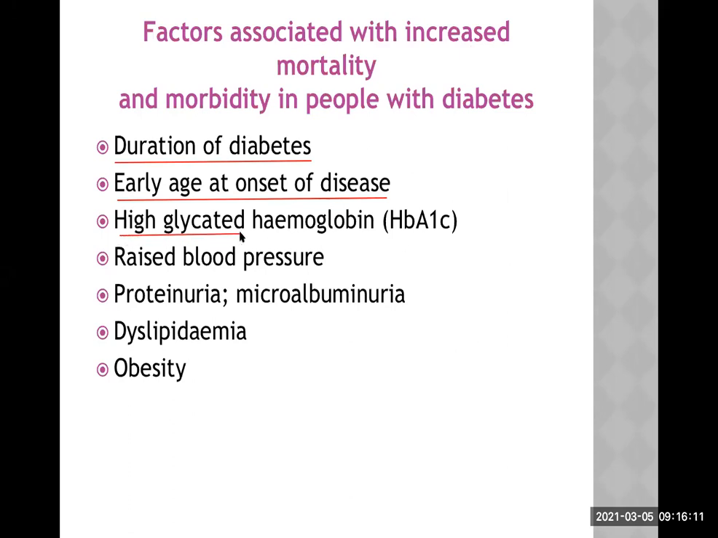High glycated or glycosylated hemoglobin is a definite risk factor for complication development. Raised blood pressure or hypertension, this is never a good combination. Hypertension and diabetes together cause lots of problems. Mortality and morbidity will really increase in this situation.